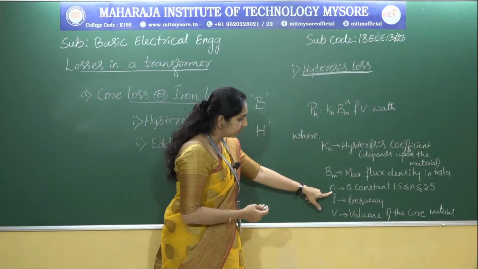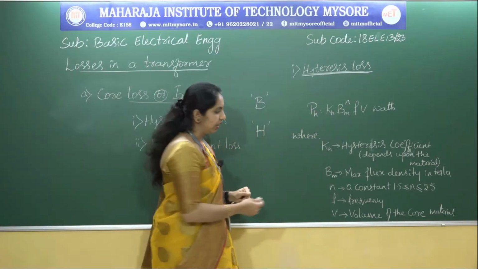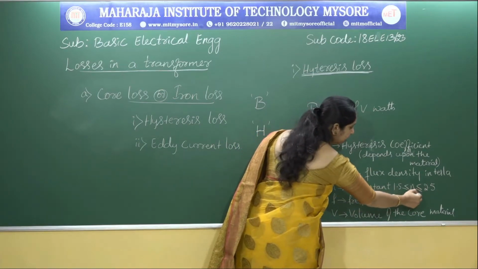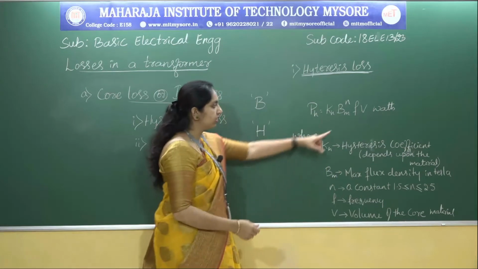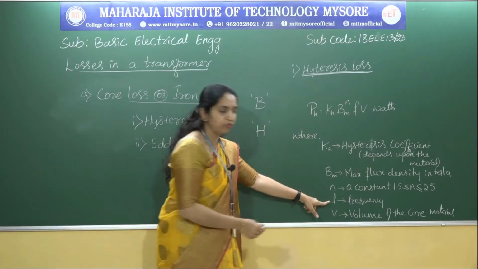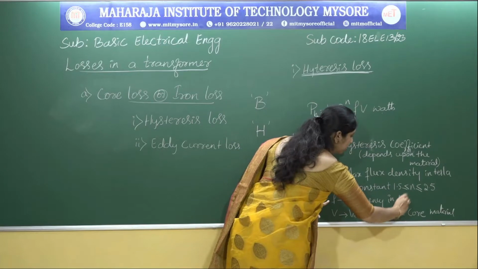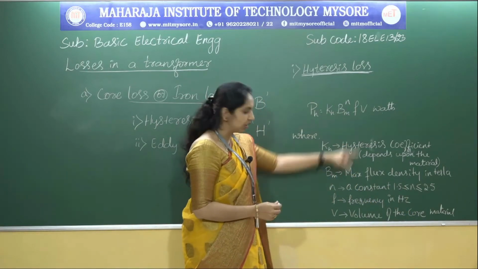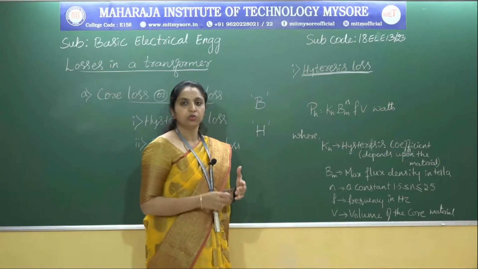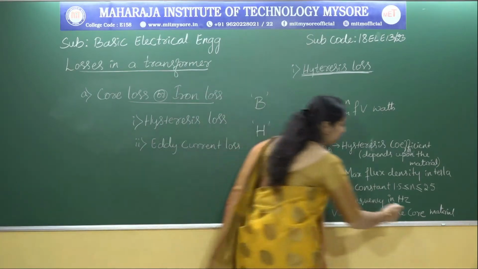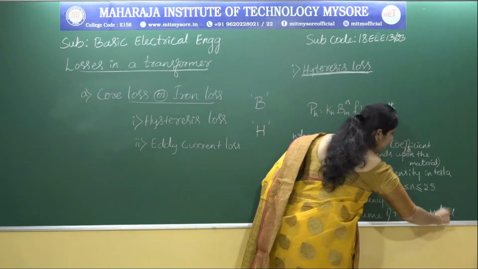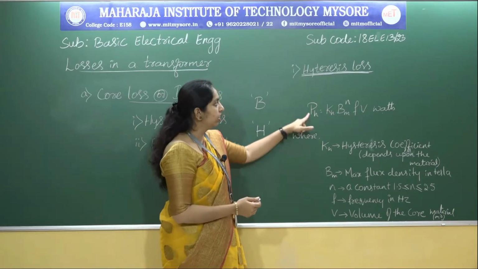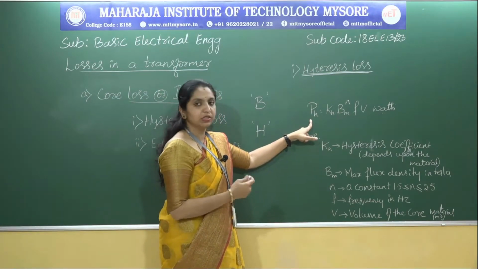Next is n, which is a constant and varies from greater than or equal to 1.5 to less than or equal to 2.5. Next is the frequency F, and the unit of frequency is hertz, right? And next we have V. V is nothing but the volume of the core material, and the unit is meter cube. So these are the variables you find in the hysteresis loss when we express it in terms of power.